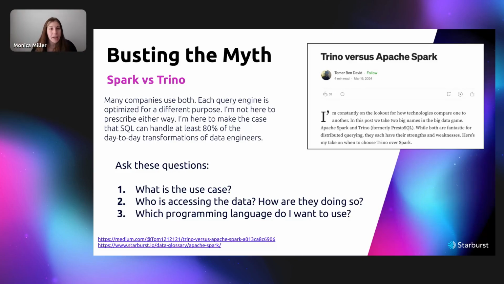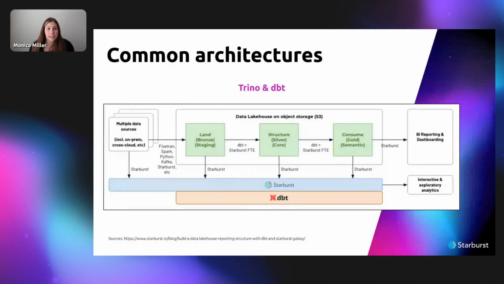So here's one of the architectures we see a lot, which is Trino and dbt together. I just wanted to show you what that would look like. You would have your incoming sources on the left-hand side. You'd use one of your engines for ingestion, Fivetran, Airbyte, Kafka, Starburst, whatever choice you have. And then you would build within your data lakehouse architecture your first layer, which is your raw layer, your bronze layer, building a medallion architecture.